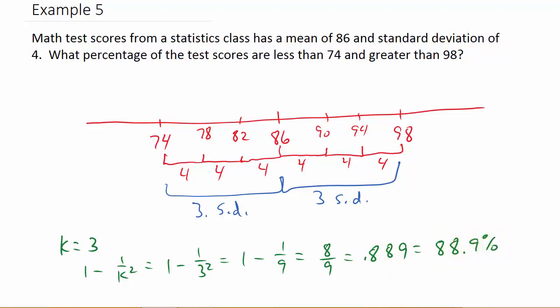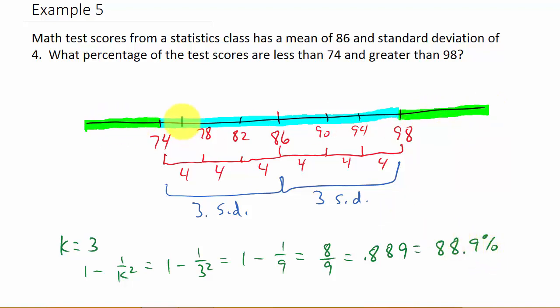Now, this is what you need to pay attention to. That is the percentage between 74 and 98. 88.9% of the data is between 74 and 98. But what do we want to know? We want to know the percentage less than 74 and greater than 98. That's what we're looking for. We're looking for this part out here.